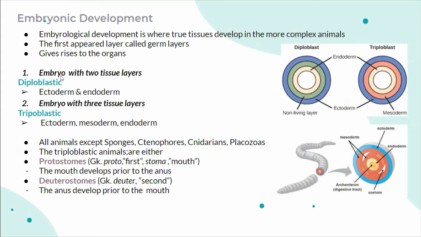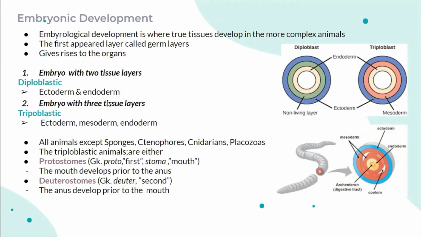First, we have an embryo with two tissue layers, which we call diploblastic, and it consists of ectoderm and endoderm layers. We can observe the diagram. For diploblastic, we have ectoderm in the outer layer, and in the inner layer we have endoderm, and between them we have a non-living layer. Second, an embryo with three tissue layers we call triploblastic, and it consists of ectoderm, mesoderm, and endoderm. Look at the diagram for triploblastic. In the outer layer we have ectoderm, in the inner layer we have endoderm, and between them we have mesoderm. So there's a difference between diploblastic and triploblastic.